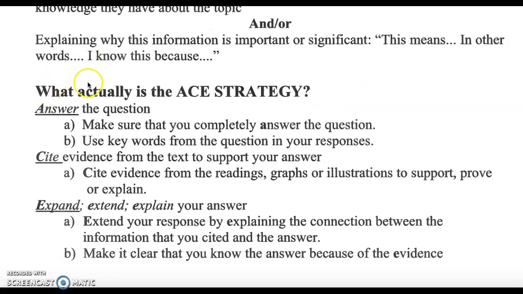So the A for answer is you are directly answering the question. You're making sure you completely answer it, and you're using keywords from the question in your response. So that's the first thing you need to make sure you're doing when you are addressing an SAQ, okay? And y'all, this is for all parts. If you get a part A, a B, and a C, then you're acing all parts. You ace A, you ace B, and you ace C, okay?